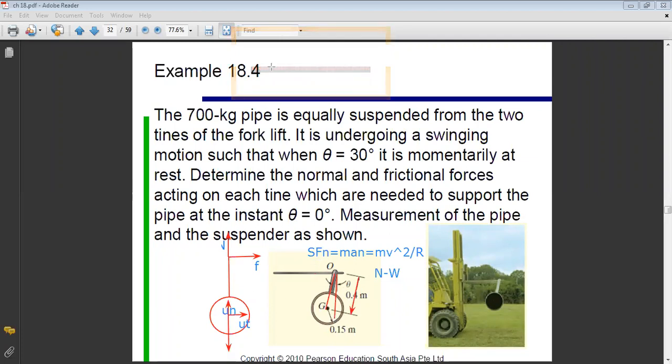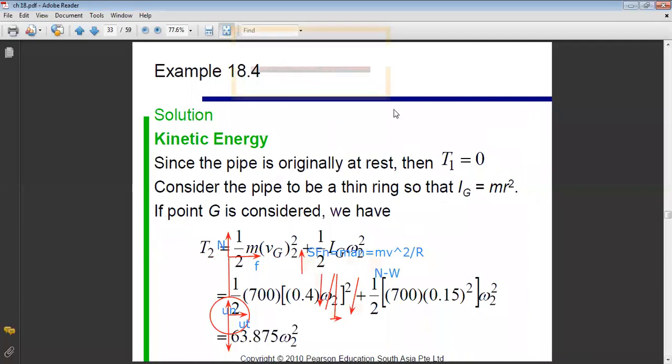Okay, but y at the initial position, yG is what? It's minus 0.4 cosine 30. While at the vertical position it is equal to what? Minus 0.4. Okay, so you can calculate the work of the weight, and of course it will be positive because delta y is negative and you have minus mg delta y. So we can say that the work of the weight is equal to T2, because T1 is 0 since it's starting from rest.